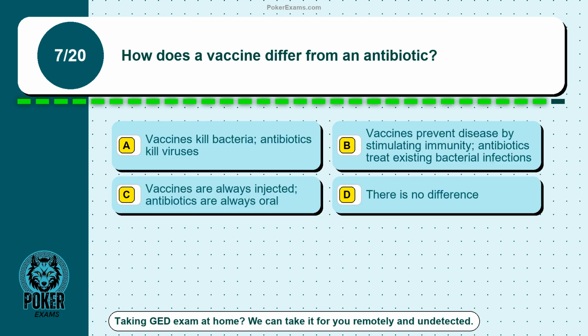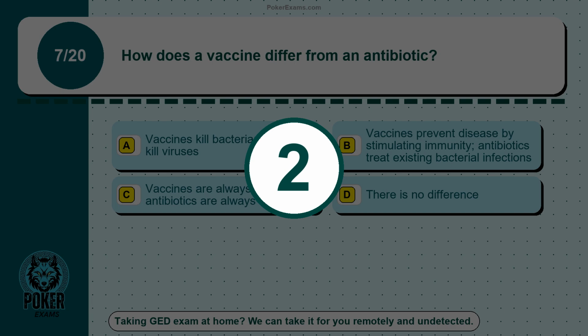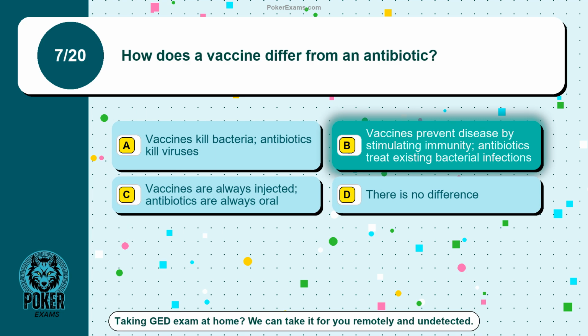Question 7. How does a vaccine differ from an antibiotic? Option A, vaccines kill bacteria, antibiotics kill viruses. Option B, vaccines prevent disease by stimulating immunity, antibiotics treat existing bacterial infections. Option C, vaccines are always injected, antibiotics are always oral. Option D. There is no difference. The correct answer is option B.